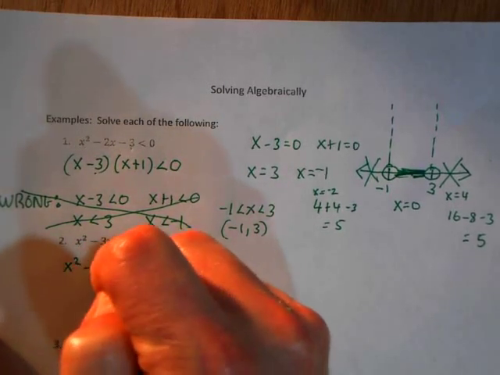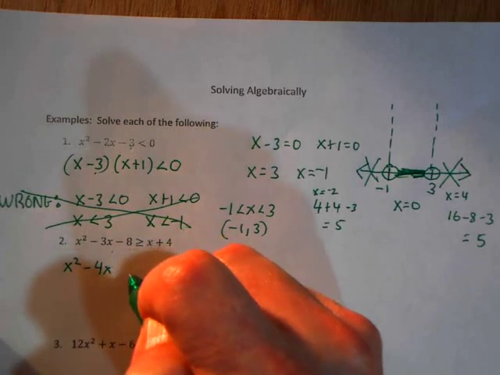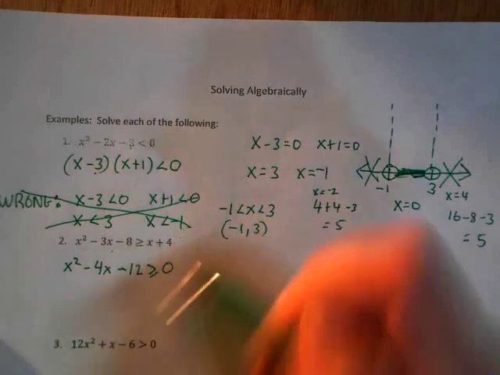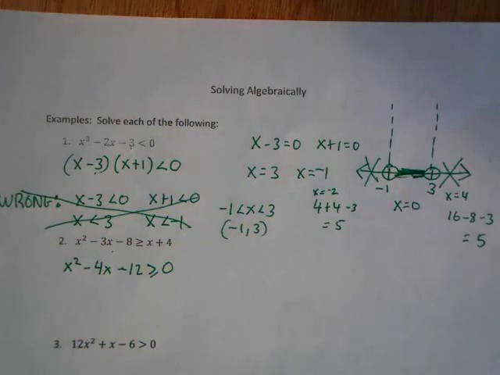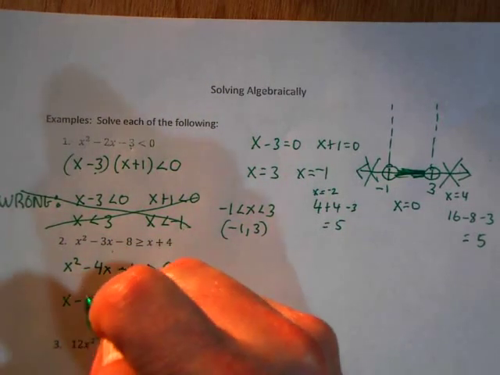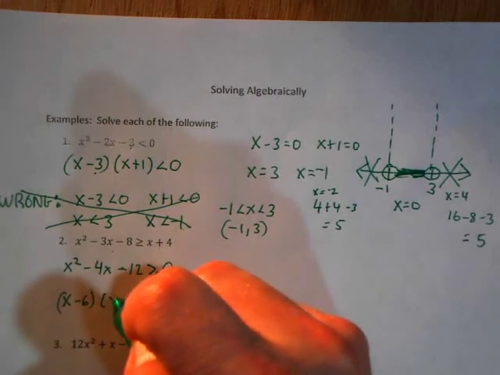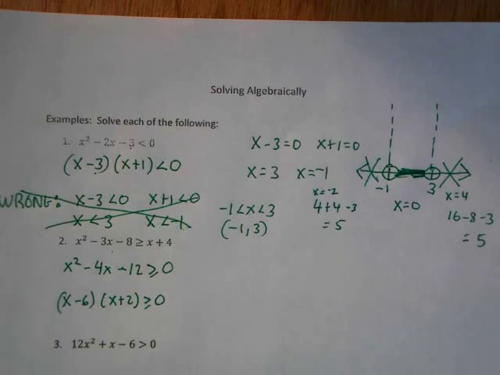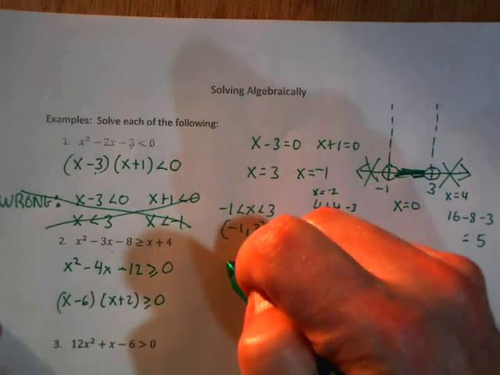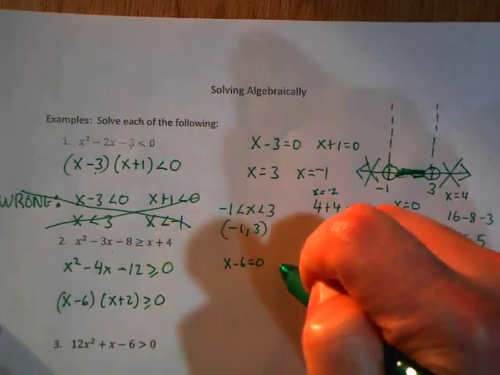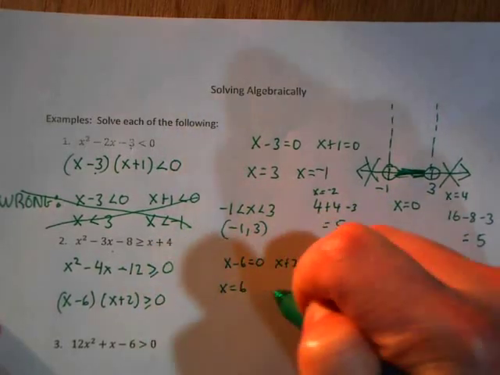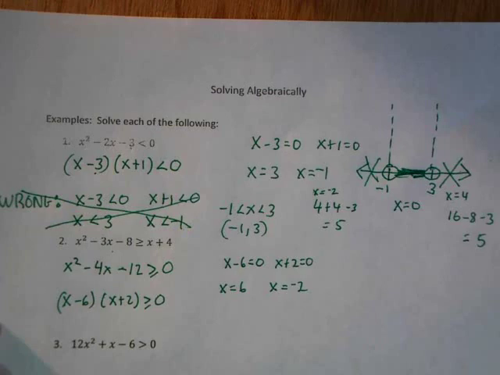X squared minus 4x minus 12 greater than or equal to 0. Next we factor. X minus 6 and x plus 2 greater than or equal to 0. Now again, what you need to do at this point is solve like it's an equation. So we write x minus 6 equals 0 and x plus 2 equals 0. That gives us x is 6, x is -2.